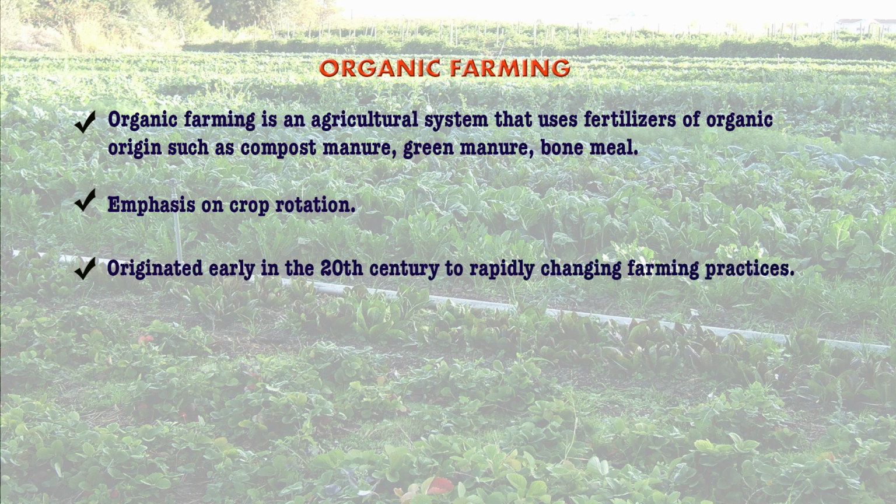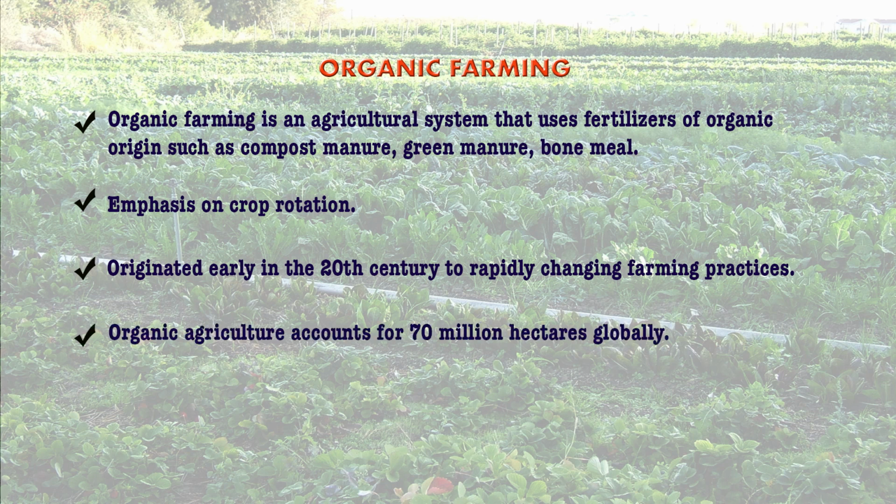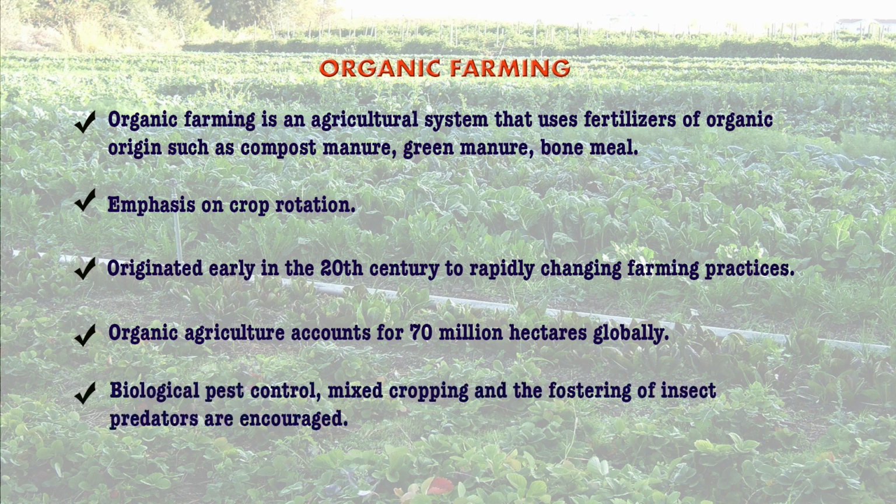Now this originated early in the 20th century in response to the rapidly changing farming practices, the agricultural practices. And organic agriculture alone accounts for 70 million hectares globally. Biological pest control, mixed cropping and fostering of insect predators are quite encouraged in organic farming techniques.